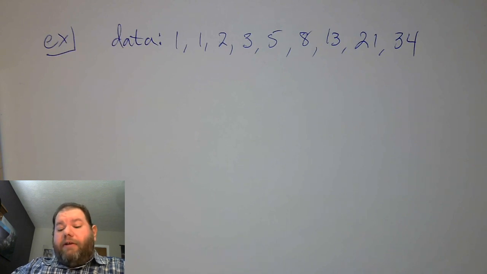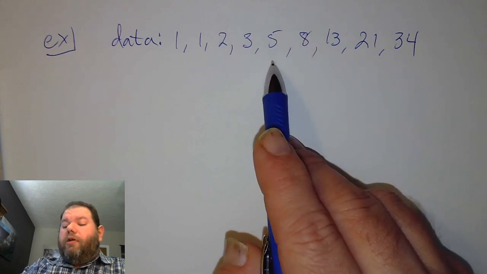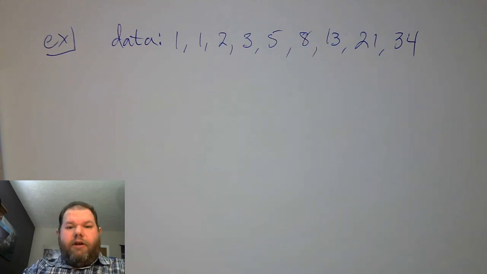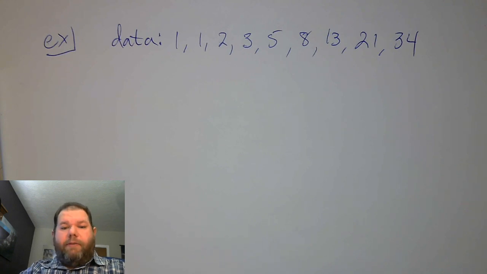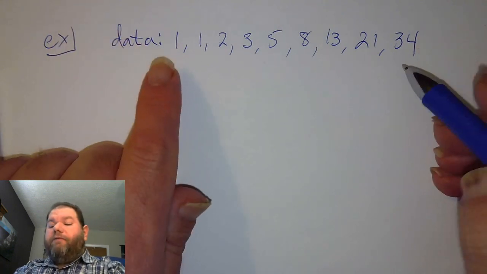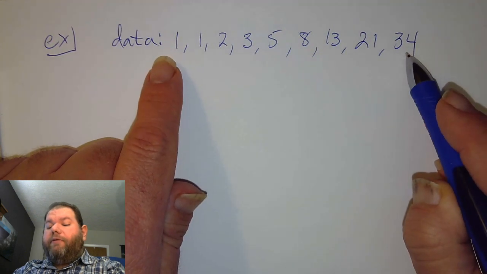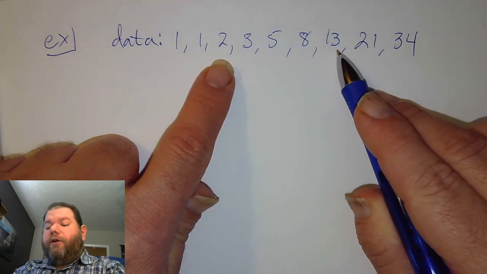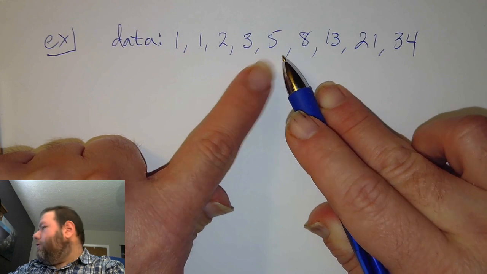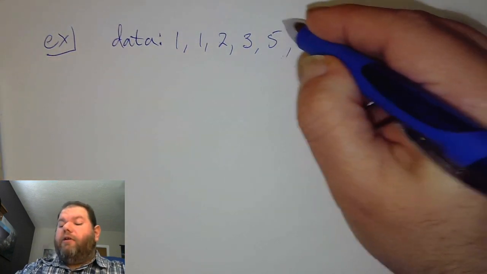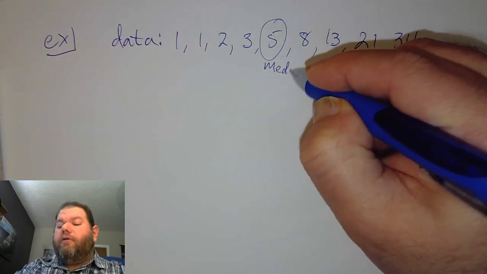in this set of data, if we want to find the median, we know that the median already is the middle value. So the middle value in this case, we just start from either end and start working our way in until we get to the middle, which is the 5. So 5 is our median.